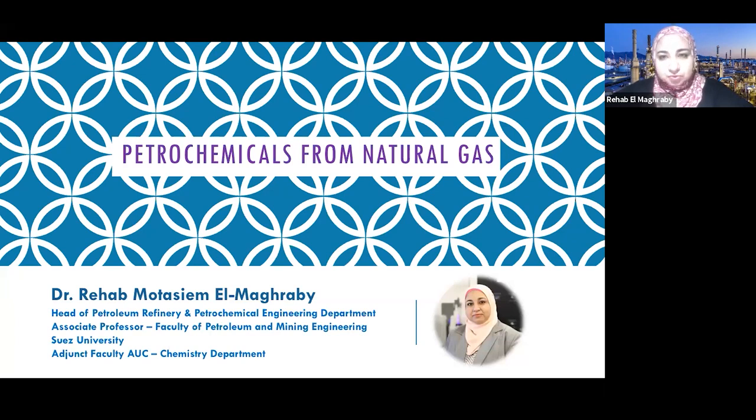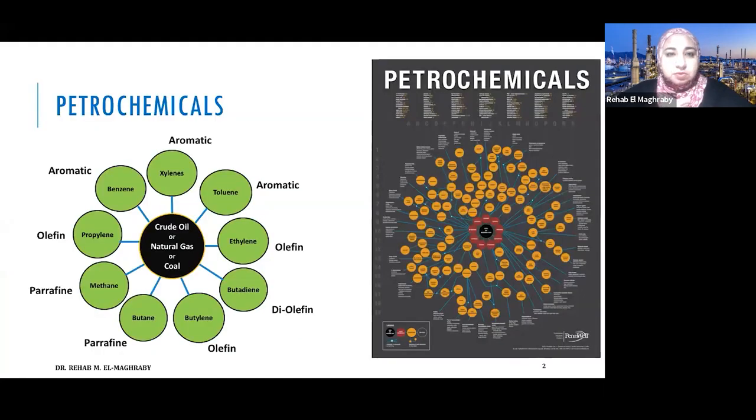Today we are going to talk about petrochemicals from natural gas. So the first, I talked about last lecture the building blocks and the raw material of the petrochemical industry. In general, the petrochemical industry is based on three main raw materials or feedstocks, which are crude oil, natural gas, and coal. They are the main feedstock for the petrochemical industry.